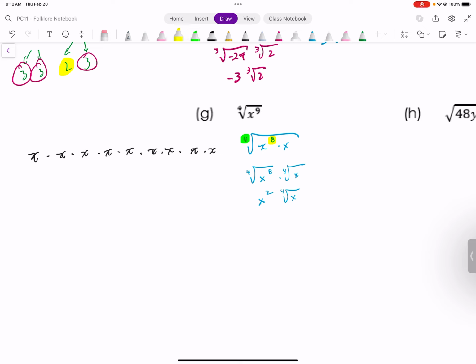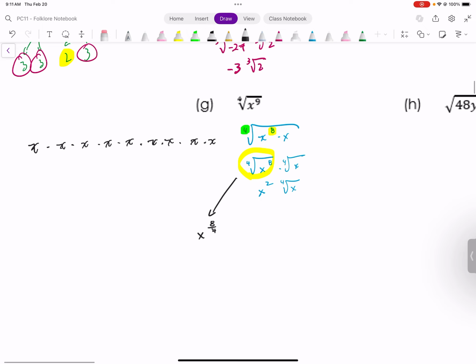If you're wondering why the fourth root of x to the power of 8 simplifies into x squared, it becomes apparent if you write it in its rational exponent form. So we could write that as x to the power of 8 over 4, where the index is 4, so that's the denominator, and since 8 is the exponent, that is the numerator. So that simplifies to x squared.